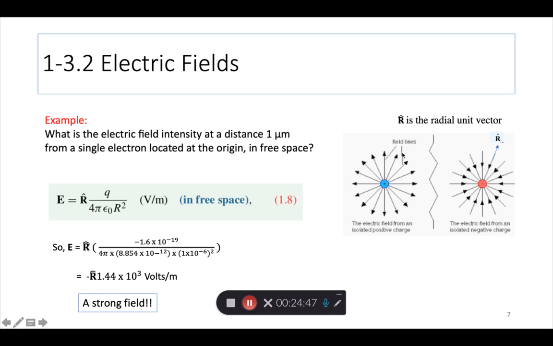So single electron. Here we show an isolated negative charge and its field and a positive charge and its field, and you'll notice that if the charge is negative, you should actually show the arrows coming in. But the radial unit vector, that's still showing in that direction, because the unit vector always shows you the direction of increasing r, and we know radius increases in this direction, right? So that's why that's the direction of the radial unit vector.